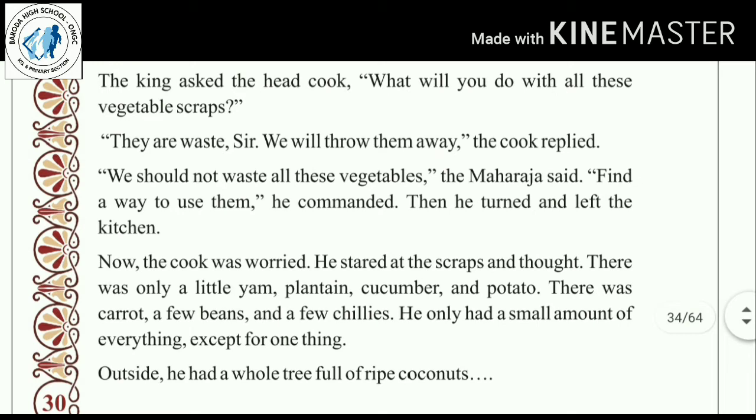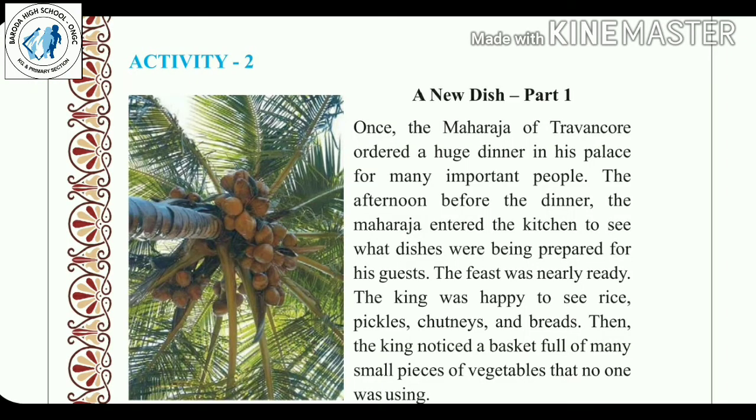So, in part 1, they are describing what the story is about. It's basically the Maharaja of Travancore. He had invited many other kings and other people for dinner to his huge palace. And that afternoon before the dinner, he took a visit to the kitchen.